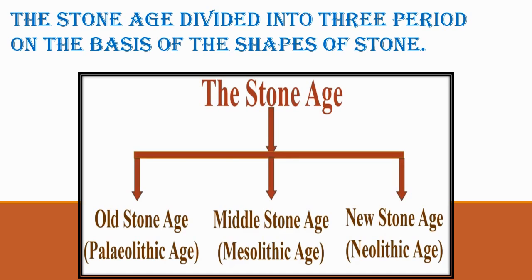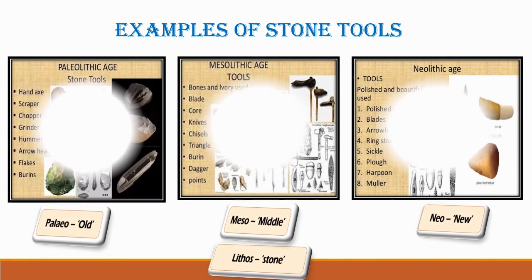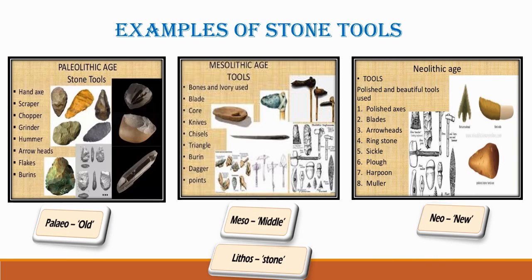Student, do you know as time passed, the Stone Age was divided into three periods on the basis of the shapes and types of tools found. That is, the Paleolithic Age is called the Old Stone Age. Mesolithic is also called the Middle Stone Age, and last, the Neolithic Age, also called the New Stone Age. These on your screen are examples of stone tools.